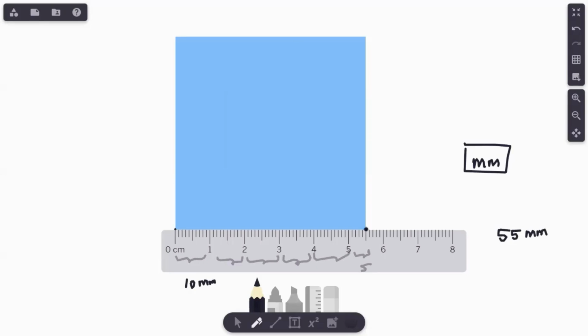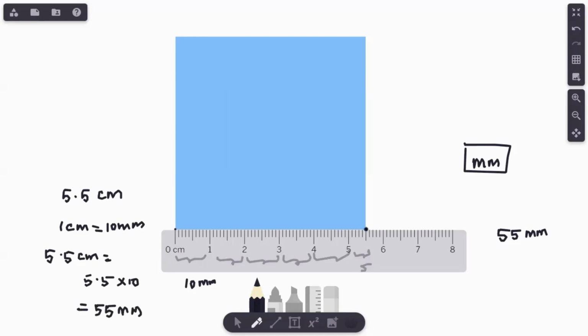Otherwise, you can use a formula also. I know it's 5.5 centimeter. In centimeter, it's 5.5. So 1 centimeter equals 10 millimeter. So 5.5 centimeter will be equal to 5.5 into 10, which is 55 millimeter anyway.